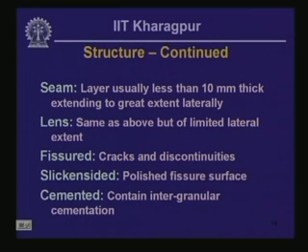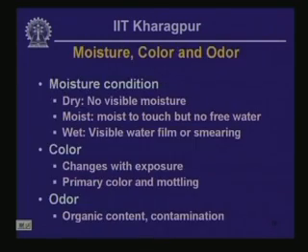Then there could be fissures or cracks or discontinuities within the mass of soil. There could be slickensides. Slickensides are essentially joints or fissures again, but the surfaces of these fissures are very highly polished and very slippery. The soil can be cemented, which means there are intergranular cementing agents between individual particles.